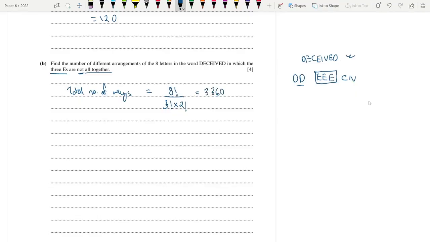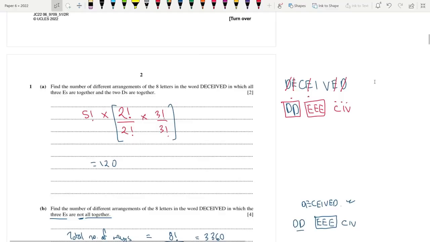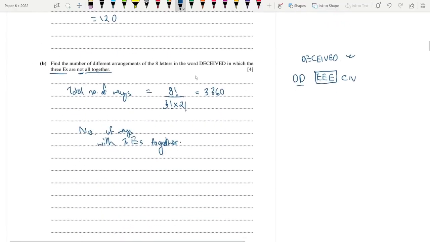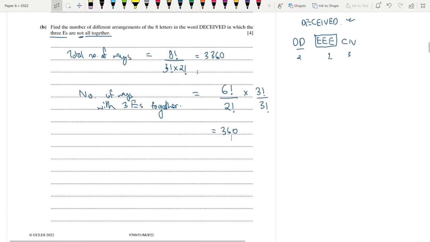Moving on to the number of ways with 3 E's together. This is a very specific condition. It's kind of like part 1, but we don't need to consider the D's. So we have 1 unit over here, 2 units here, 3 units here, so in total 6 units. So that's 6 factorial, divided by 2 factorial because the D's repeat, into 3 factorial by 3 factorial. This part is optional, I'm reminding you guys. So that is 360. So what is the final answer?